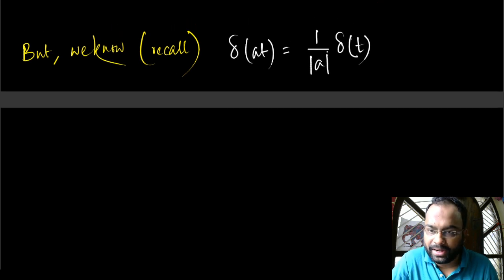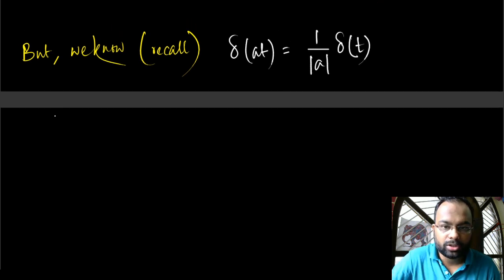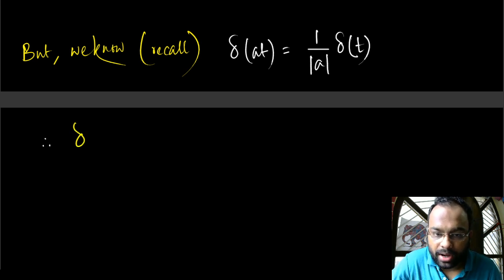So this is one of the properties of delta t, right? With that said, you people know that, right? If I have delta 2t, then it's 1 by 2 delta t, like that, right?